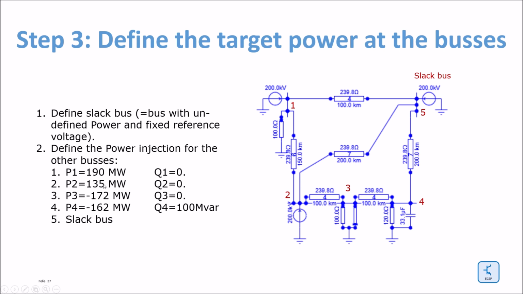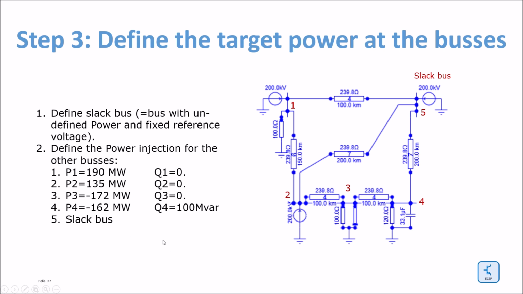Bus number 2 will get a generator which supplies 135 megawatt real power. Also here I do not want to supply any reactive power. Bus number 3 will consume 172 megawatt because it is a resistance and the resistance consumes real power. The same applies for bus number 4, where I have a 120 ohm resistance, and it will consume 162 megawatt.